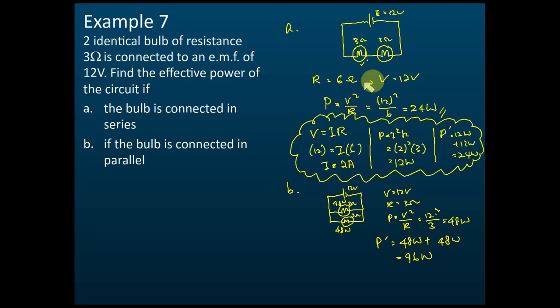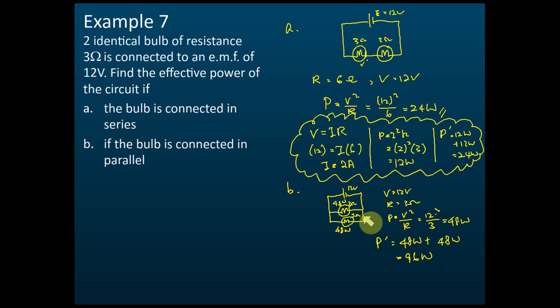So you see, either for a series circuit or a parallel circuit, if you know the power of each individual resistor or bulb, then you can find the effective power by adding up the power of each bulb. For example, for the series circuit, 12 plus 12 is 24 watt. For the parallel circuit, you can do the same: 48 plus 48 gives 96 watt.